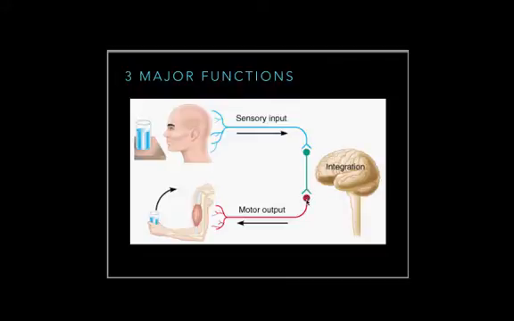I want to jump over to the motor output first. Motor output is this red neuron, and motor output is the signal coming out from the brain. So in this case, the motor output is the signal leaving the brain and reaching the effector, which is a muscle in the arm, so that the person can lift the water to drink it. Again, look at the direction of the arrows. Motor output is going away from the brain.